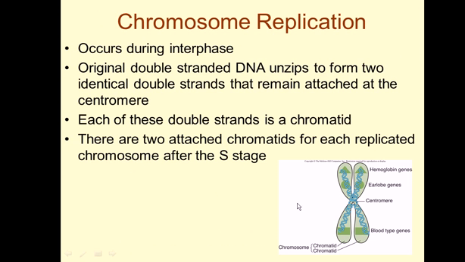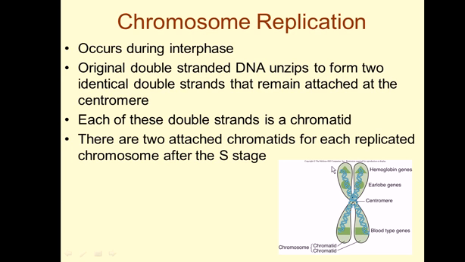Now, when the cell in the interphase duplicates its DNA, the duplicated chromosome will look like this, but this chromosome will be visible only in the prophase. Otherwise, when the cell is not dividing, the DNA is in the form of chromatin, which is a dense mass.